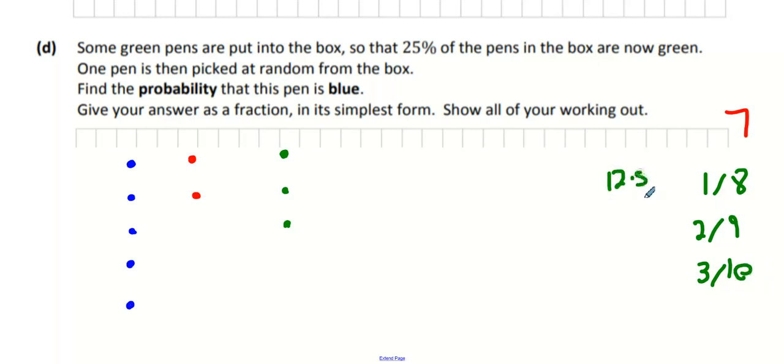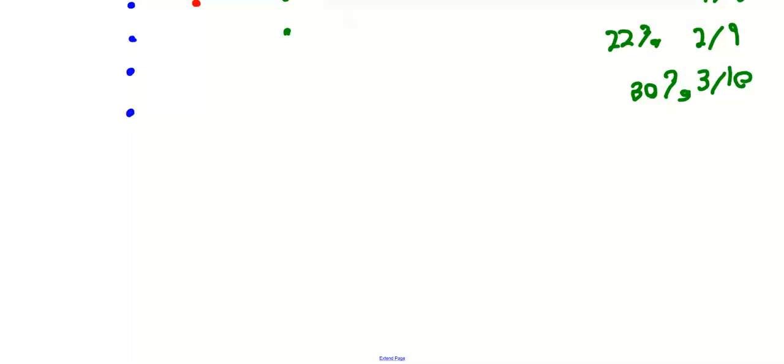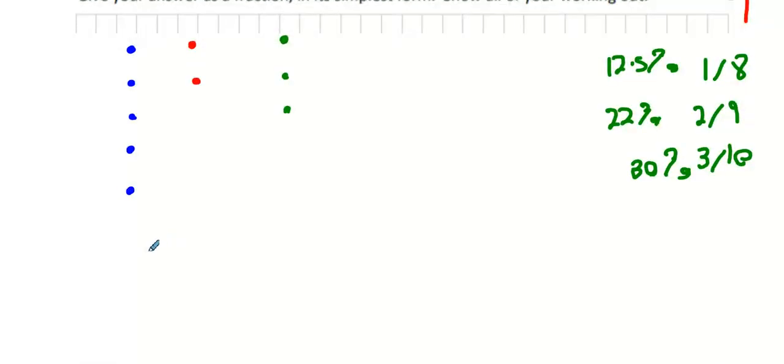I was at 12.5% green. I was then at roughly 22% green. Now I'm at 30% green. So that system ain't going to work. So I'm going to double the red and blue pens again. So I'm not going to start off with 10, 5 and 2. I'm going to start off with 10 and 4.